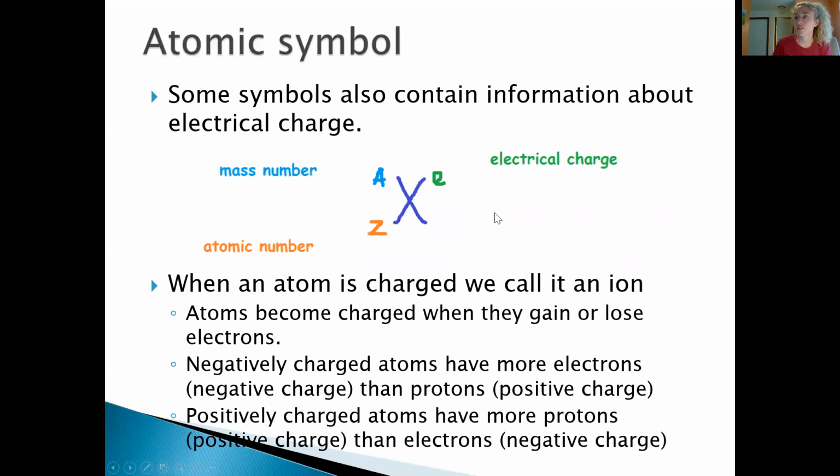Occasionally, we will have electrical charge represented in here as well. So we'll see some sort of charge up in this right-hand corner. When an element is charged, we call it an ion. Atoms become charged when they either gain or lose electrons. If something is negatively charged, that means it has more electrons, or those negative charges, than it does protons, which are positively charged. If something's positively charged, that means that it has more protons, so more positive charge, than electron, negative charge.